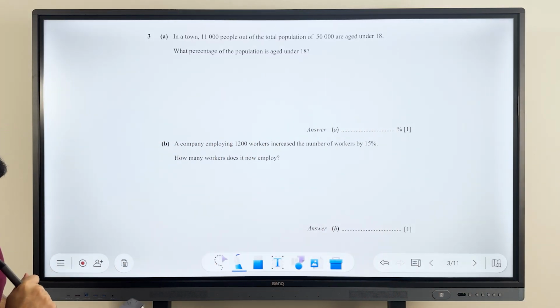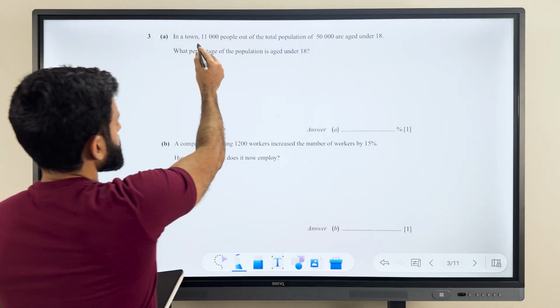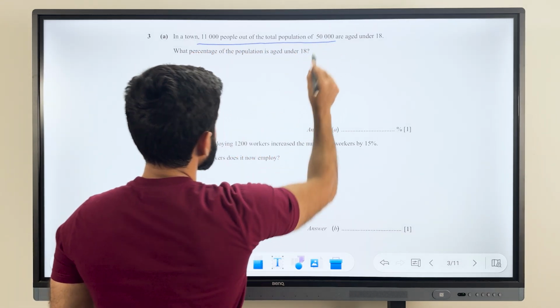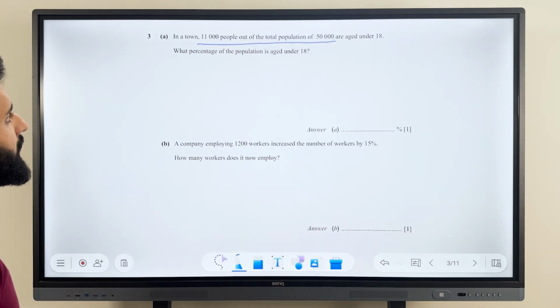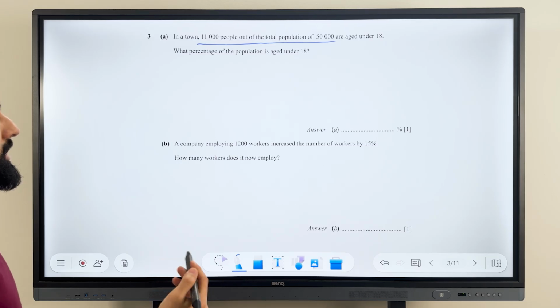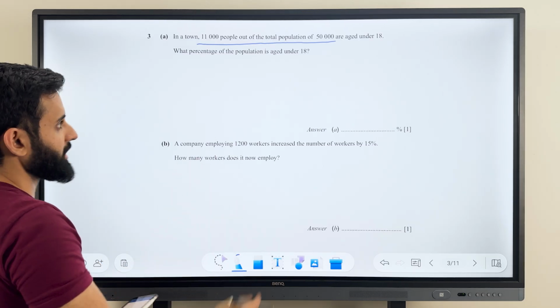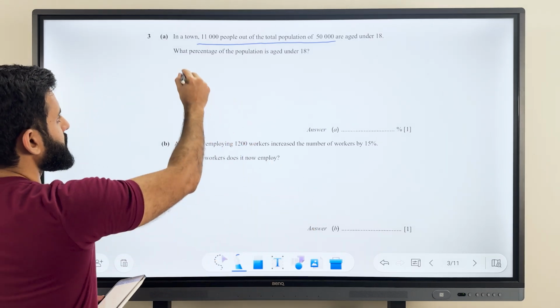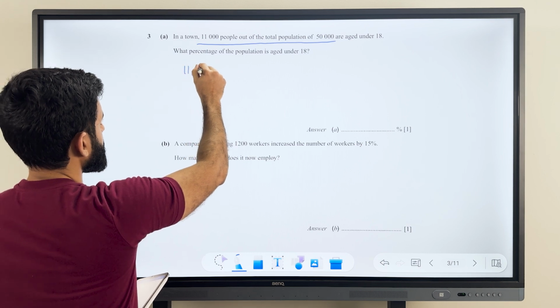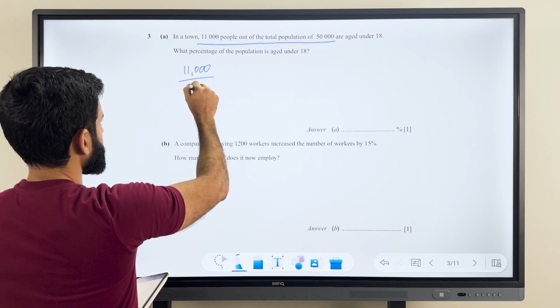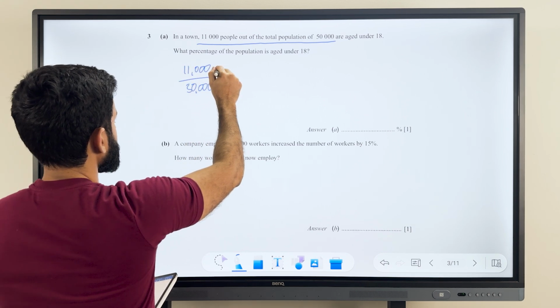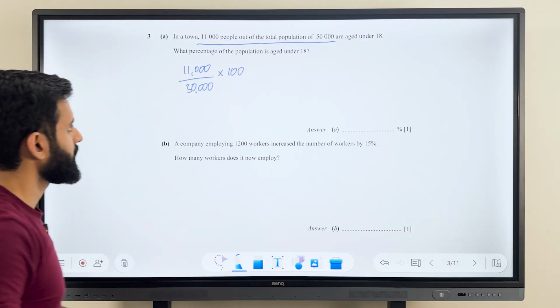Let's see what this says. In a town, 11,000 people out of the total population of 50,000 are aged under 18. What percentage of the population is aged under 18? So we'll take the number of people who are aged under 18, that's 11,000. We'll divide that by the total population, that's 50,000. And since we want this as a percentage, we'll multiply it by 100.